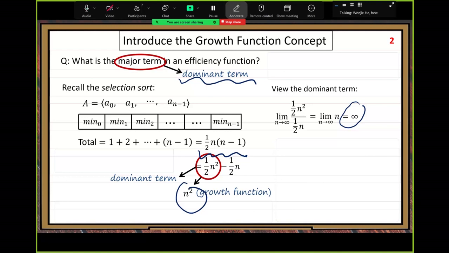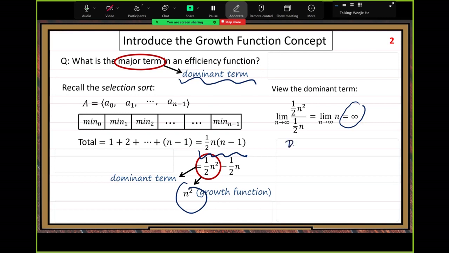So I want to clarify the two concepts here. One is the dominant term. Second is the growth function. Why do we need to introduce these two concepts? Let me do a small summary. So what is our goal? What we are doing here is analysis of algorithms. That's our goal.